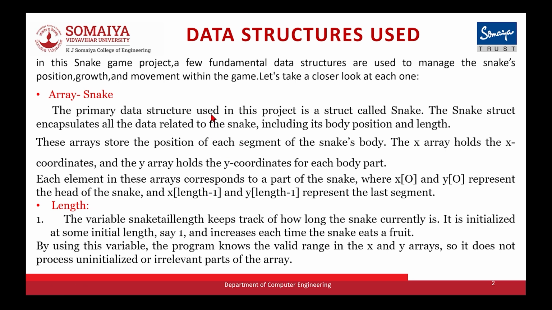The variable snake tail length keeps track of how long the snake currently is. Each time the snake eats a fruit, the length increases by 1, representing the snake's growth. The snake tail length is critical for managing the body segments in the X and Y arrays. By knowing the current snake tail length, the game logic can determine where the body ends, which is essential for updating the position of each segment correctly and managing the game's boundaries.